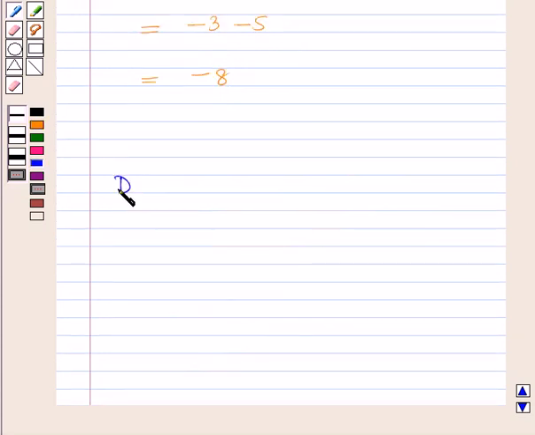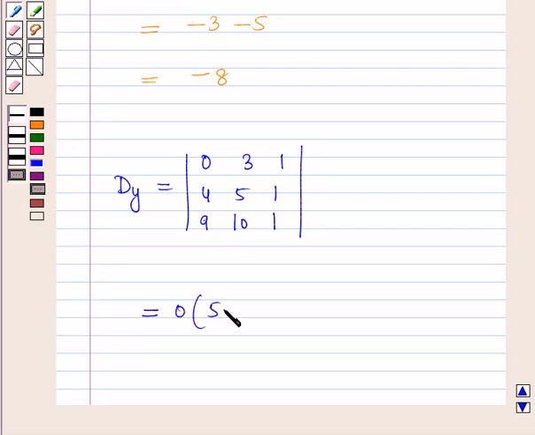Now the determinant Dy is equal to the determinant with the elements in the first row as 0, 3, 1, elements in the second row as 4, 5, 1, elements in the third row as 9, 10, 1. So this will be equal to 0 into (5 minus 10), minus 3 into (4 minus 9), plus 1 into (4 into 10 is 40, minus 9 into 5 is 45).